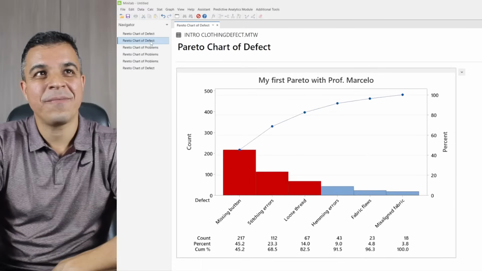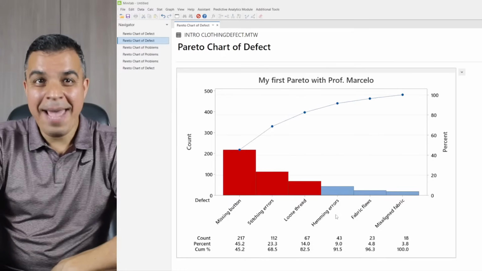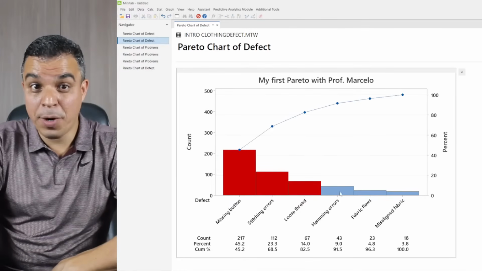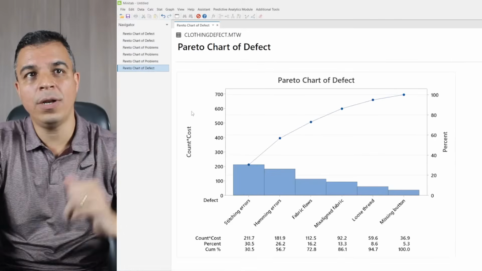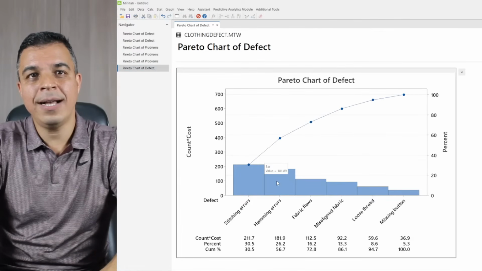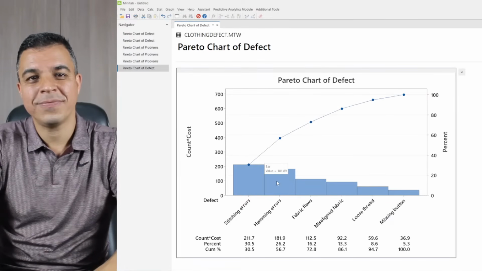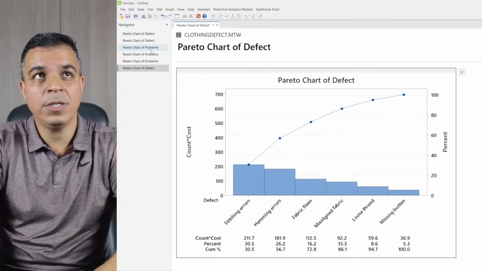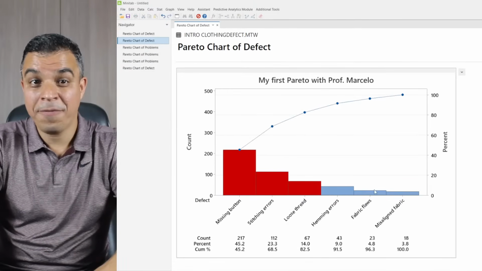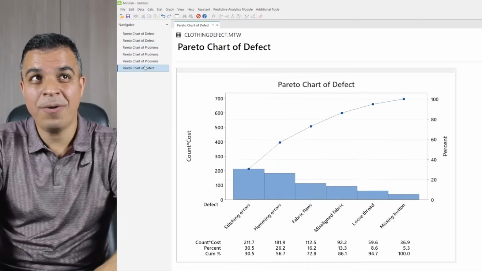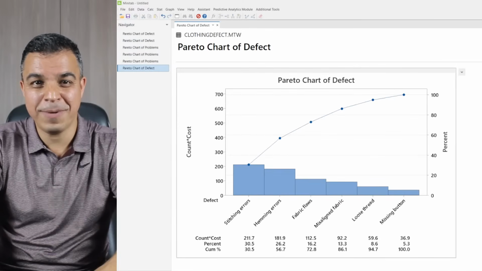See, hemming errors used to be the fourth one. Now when you associate with dollars, it's the second. Fabric flaws used to be the fifth one, and now it's the third one.